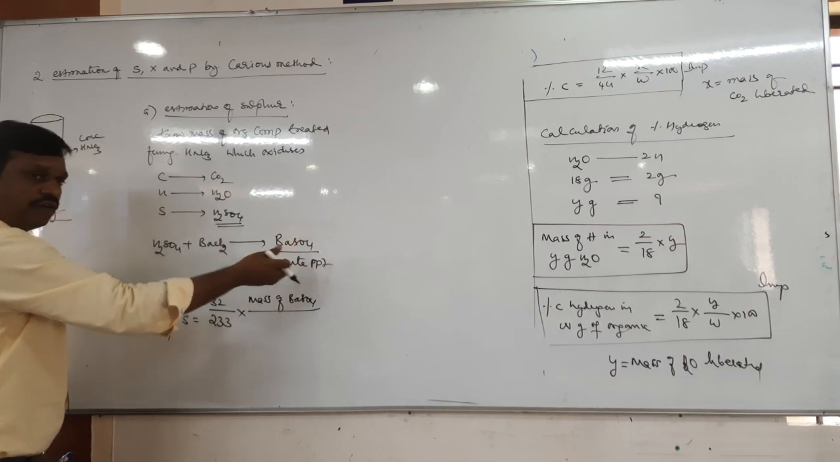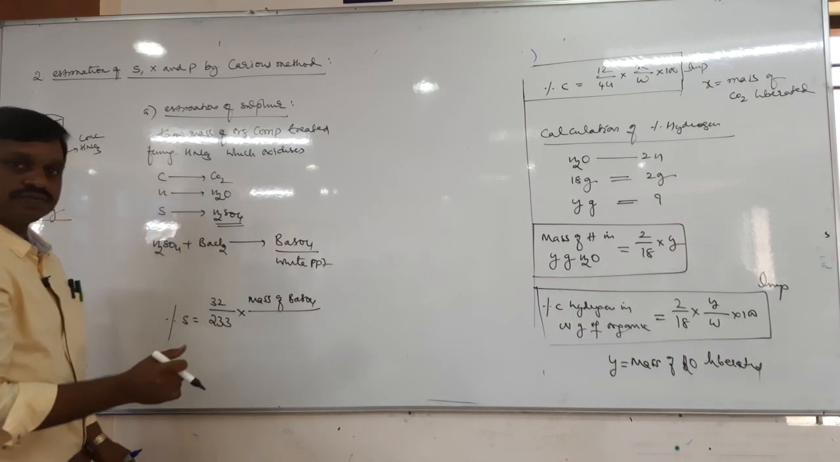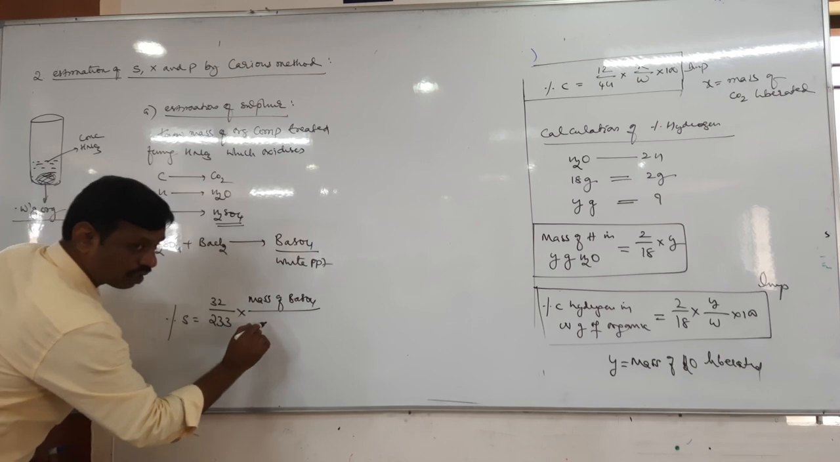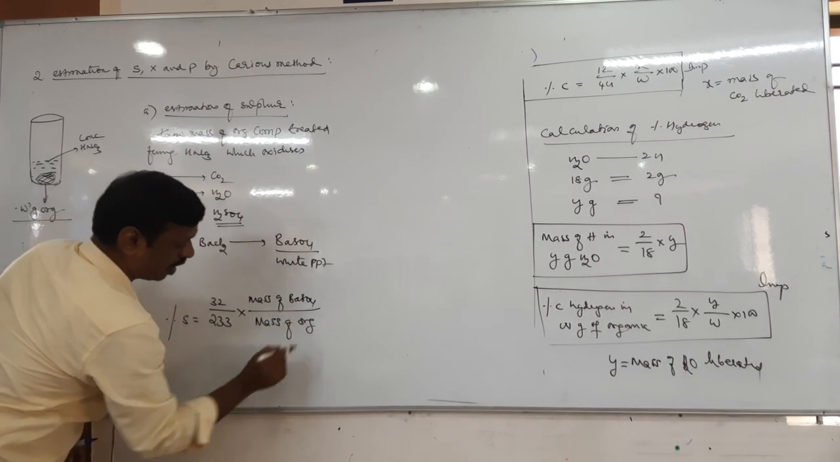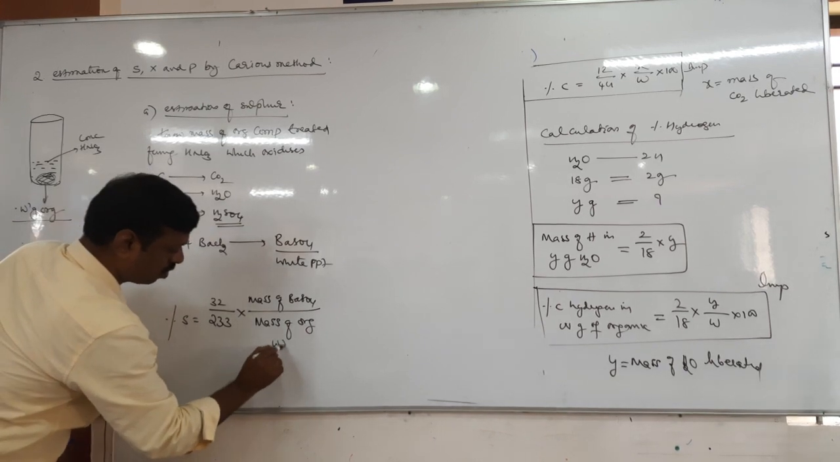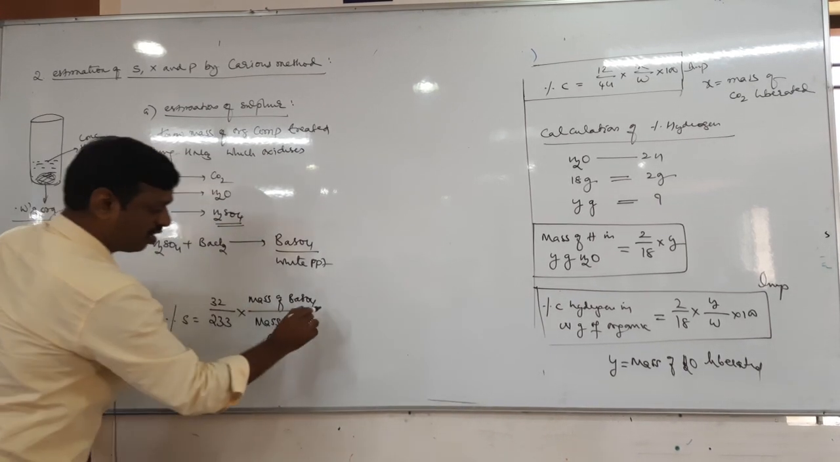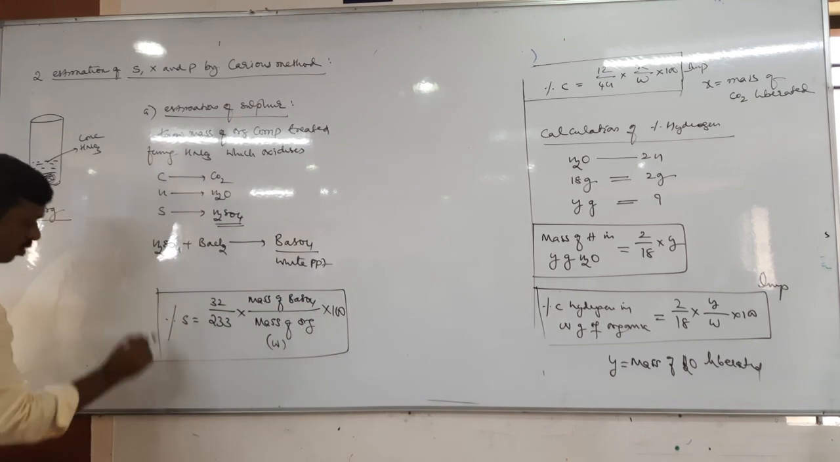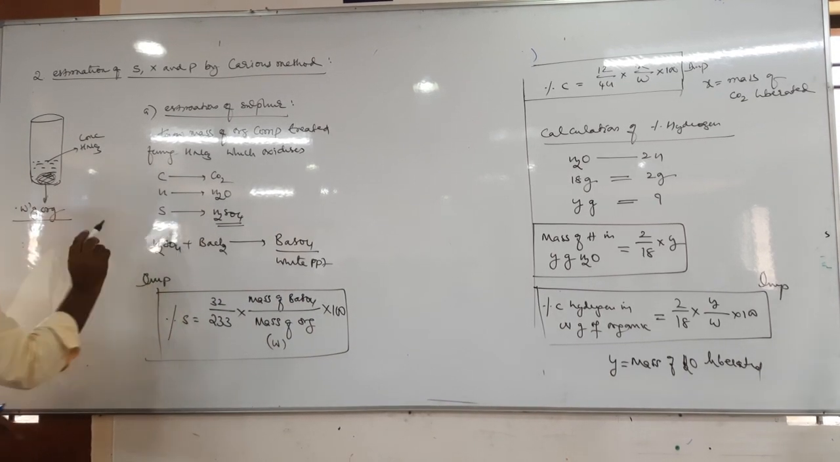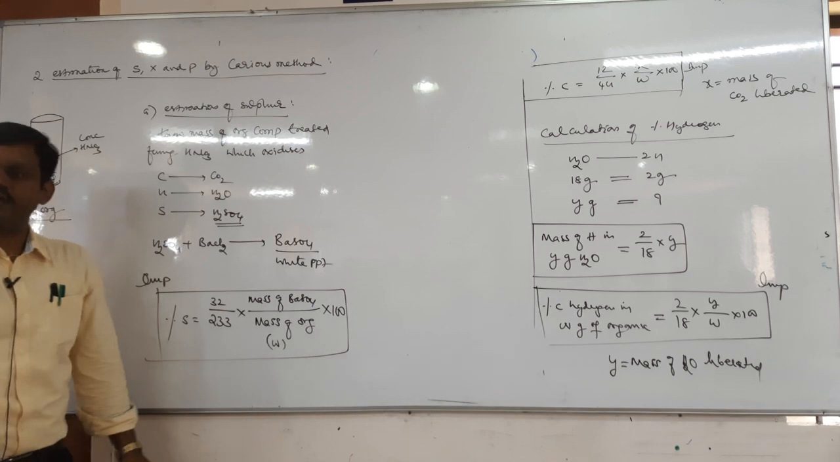We have precipitate. Okay, we can take the weight now, divided by mass of organic compound. That is, what is the mass of organic compound we have taken? W into 100. Therefore, you have to remember the formula. Formula only is important.